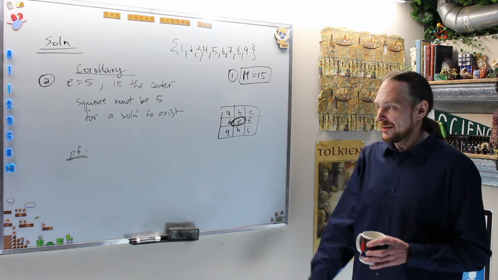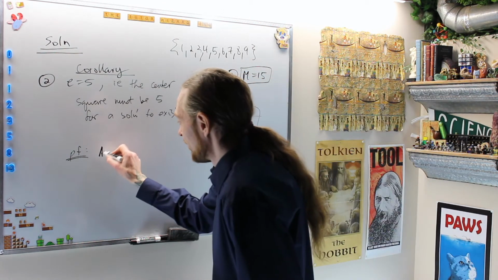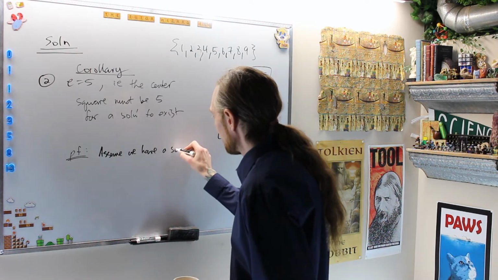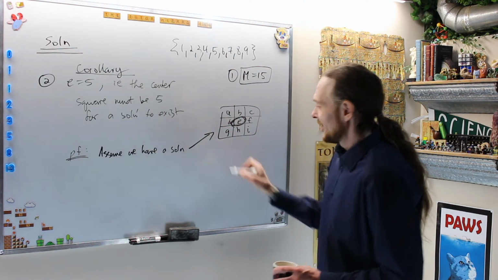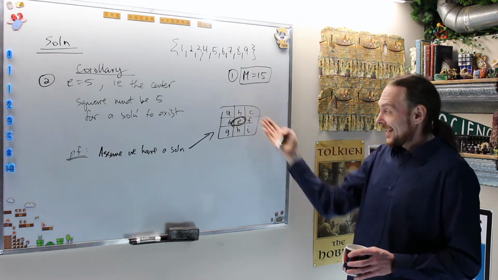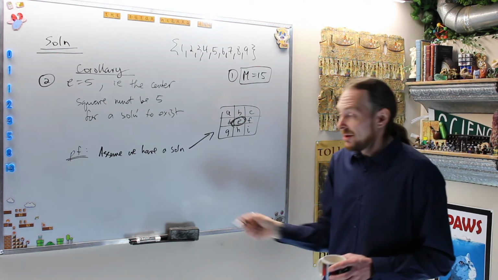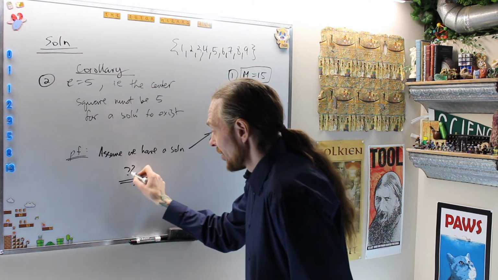There's my shorthand of proof. Proof. Assume we have a solution that looks like this: A, B, C, D, E, F, G, H. What I'm going to do is show where I'm going.